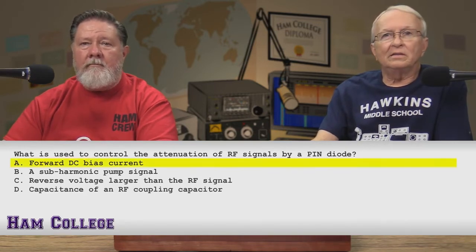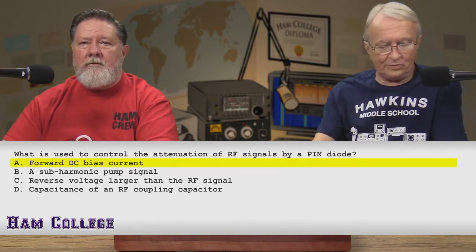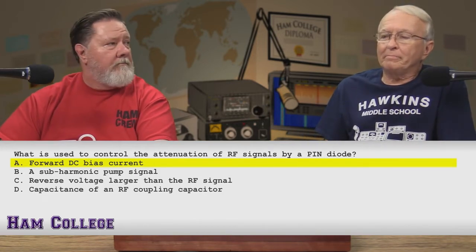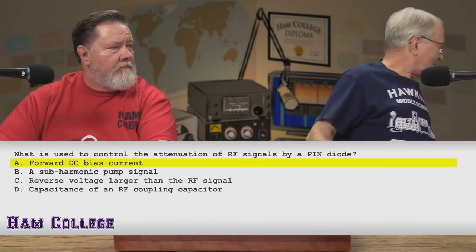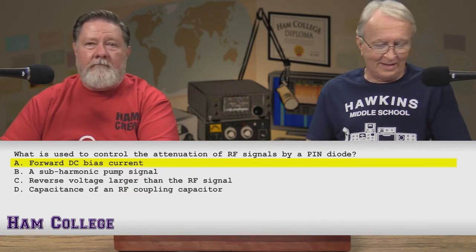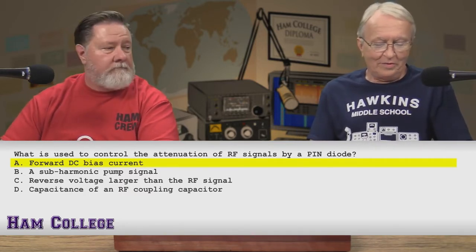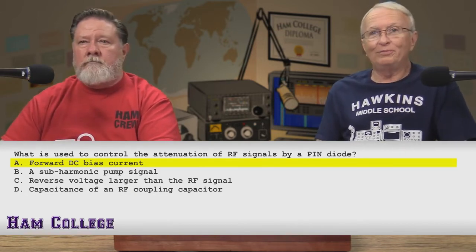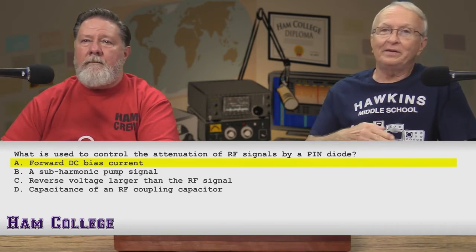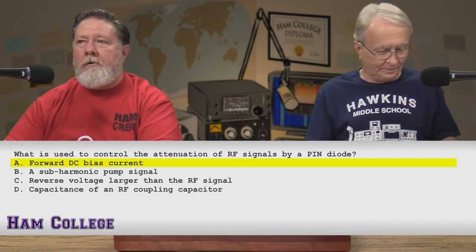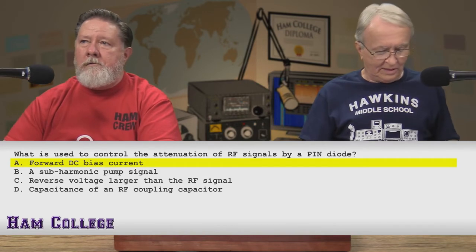A. And it is forward DC bias current. We actually talked about that earlier, and seems like when you got up, if I can get the ant out of the way here that's on the paper now. The dead ant? The dead ant. When we got a forward bias of 1 milliamp, we've got an RF resistance of about 1 ohm. If we drop that down, the resistance is going to go up. Interesting. So, it is A.